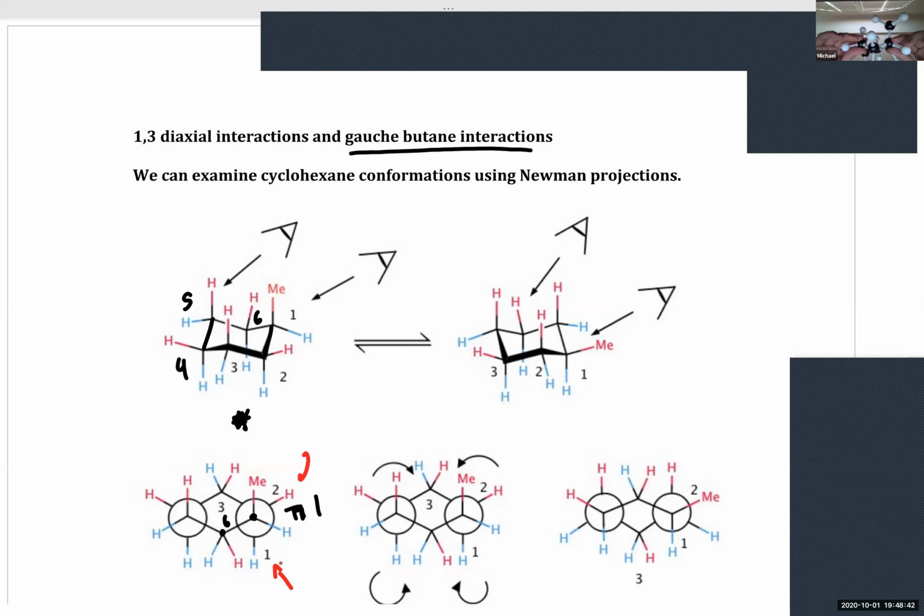Now, if you want to do a ring flip, let's execute a ring flip. So after a ring flip, as you notice now, we have our methyl now equatorial. Now, again, what we can do is look down our carbon-carbon bonds, and we can draw an alternative set of Newman projections, okay? We'll talk more about the mechanics of drawing these Newman projections in a moment.